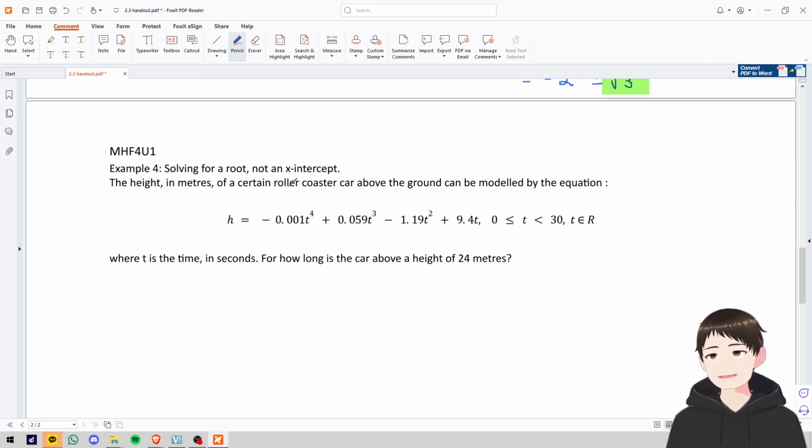The height in meters of a certain roller coaster car above the ground can be modeled by the equation height is equal to some function of time. Time is between 0 to 30 seconds. T is time in seconds. For how long is the car above a height of 24? So basically I'm saying, when is this equation bigger than 24?